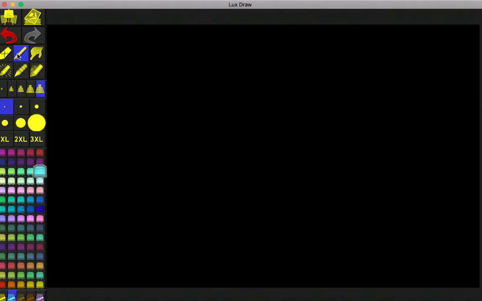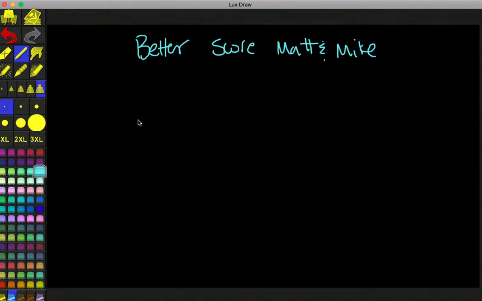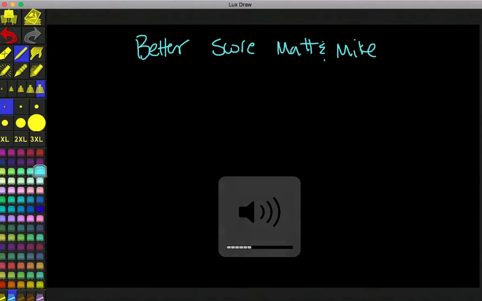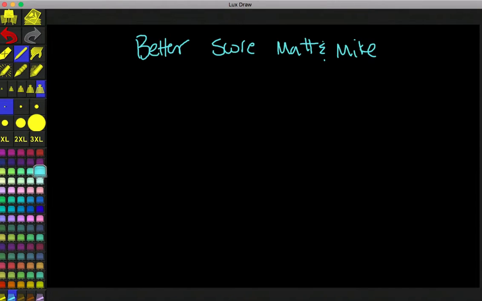Okay, the next one, there was one similar to this one. This is where they took their scores to see who had the better scores. So I'm just going to write "better score." That's the name of this. And it's Matt and Mike. Okay, so what this tells us, let me click over to that one. Then you can see it.